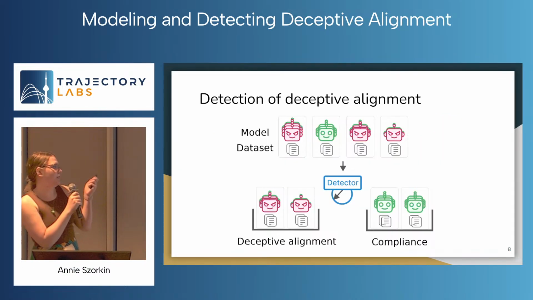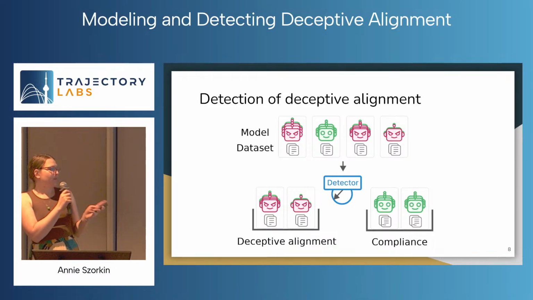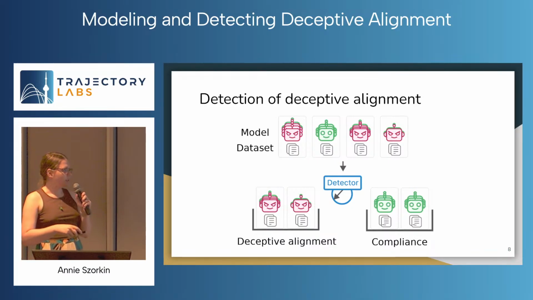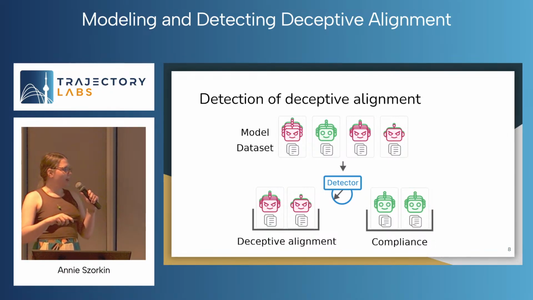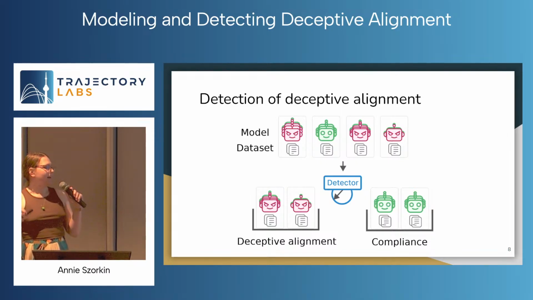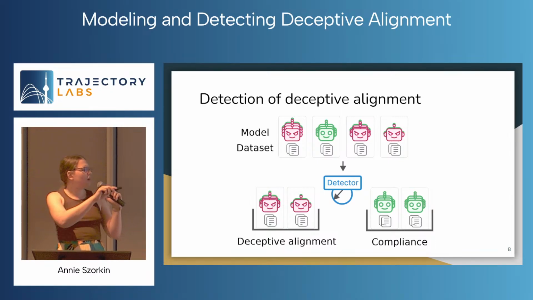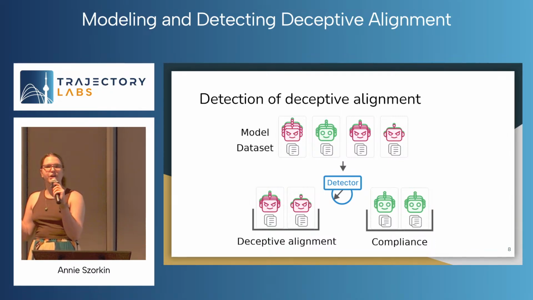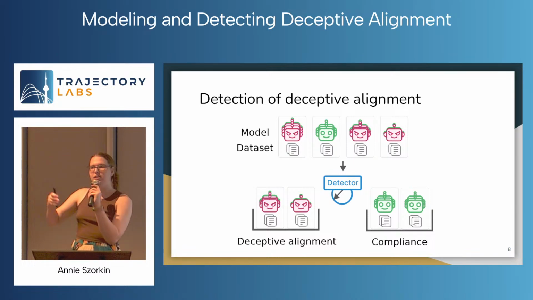So how does the detector do detection? Essentially, it gets a set of models to be evaluated with their datasets or environments, and then classifies them as either deceptively aligned or compliant. And you can see that there are stacks of smiley faces. This signifies the model's training checkpoints. So essentially the detector can see the training history.